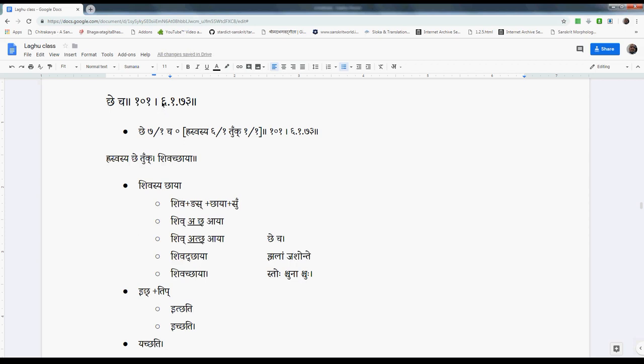Because checha is in the sixth chapter, and jhalam jashvante is in the eighth chapter. So jhalam jashvante will make it dakara, and then that dakara, being a tavarga letter, will become chakara. Same thing here also, ichchati.